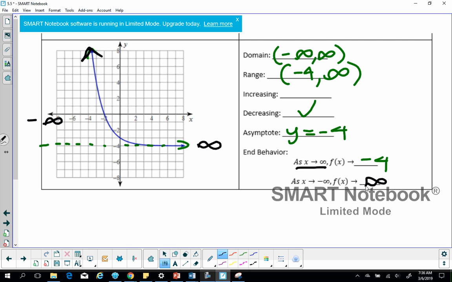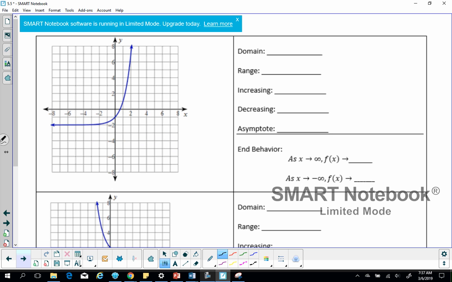Okay, so we'll do a few more together. So next one, who wants to try domain? Raising your hand, Tyreek. Yes, negative infinity to positive infinity. Who can raise their hand and tell me the asymptote? Go for it, Kamari. -2. Does everyone agree with him? Beautiful. Y equals -2.